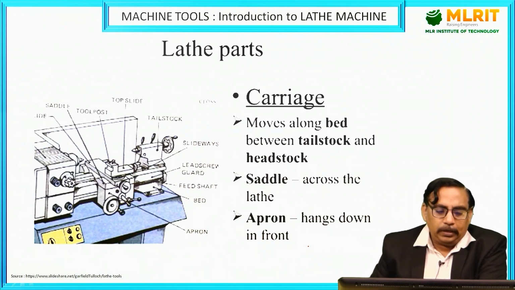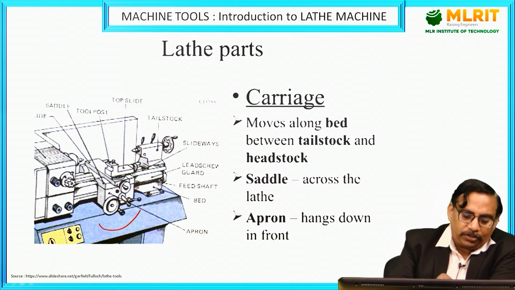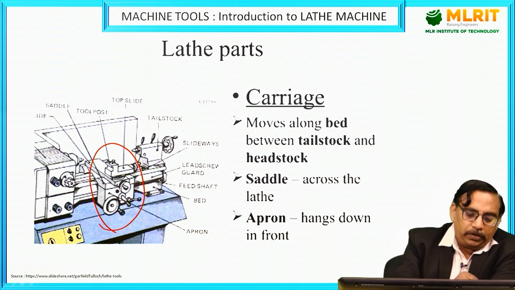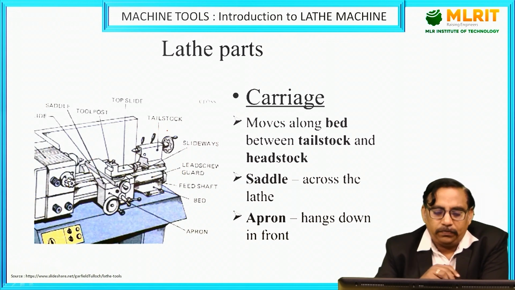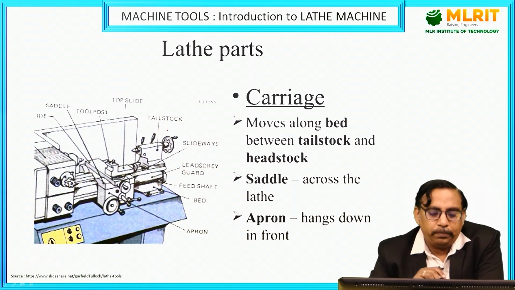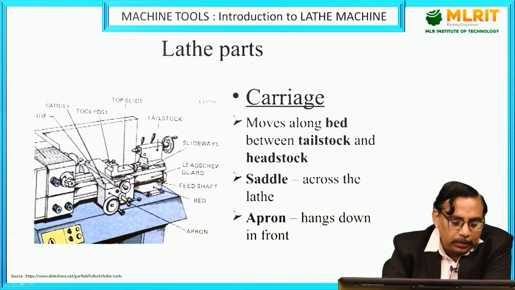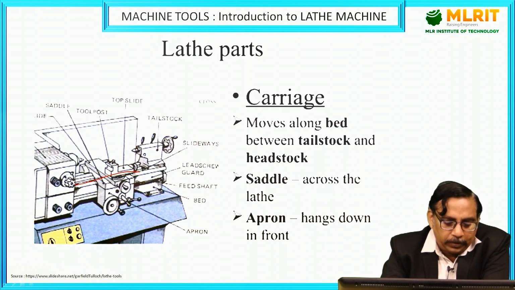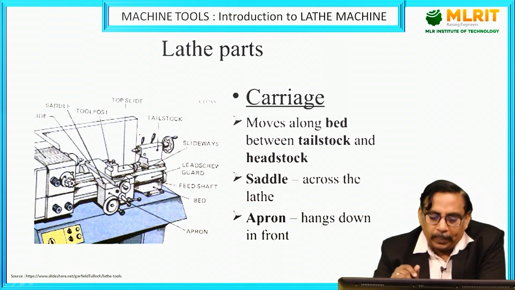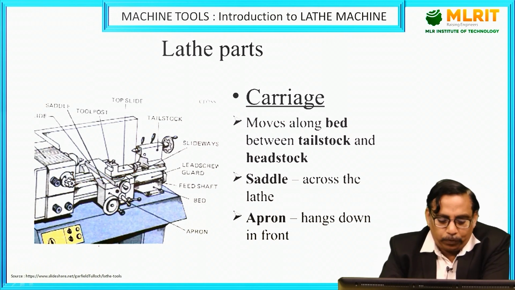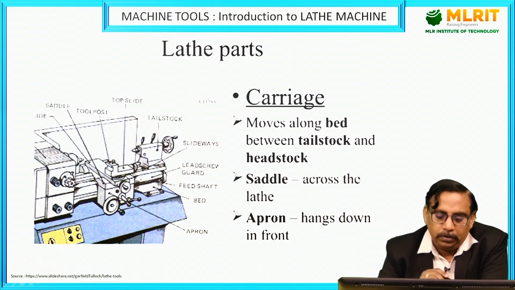So next one is, as we said, carriage. This comes in between the headstock as well as the tailstock. Carriage will always move along the bed between tailstock and headstock. So this is the area where it moves, only this area. Saddle is nothing but apron, where everything is fitted on it.